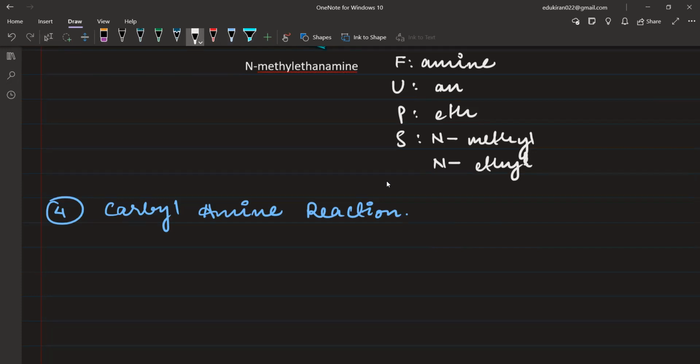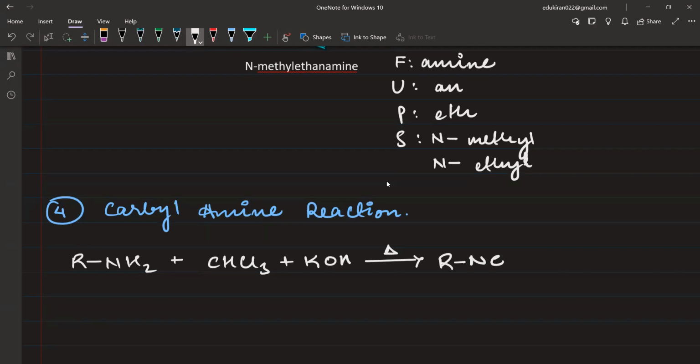In carbylamine reaction, you have RNH2. It reacts with chloroform in basic medium with some heat. You will get RNC. This is known as carbylamine or isocyanide.